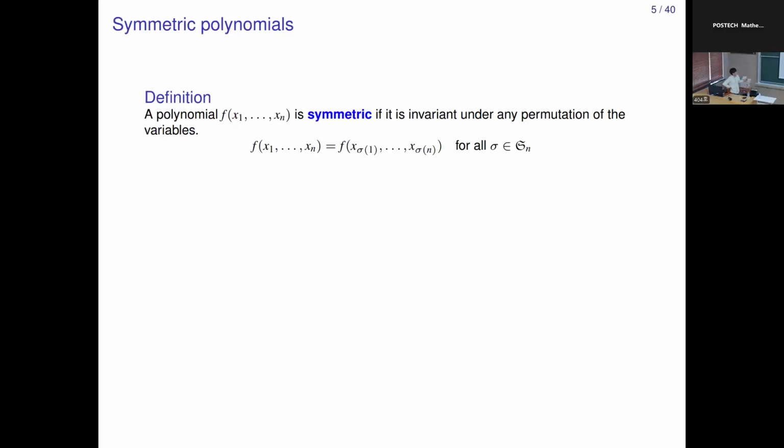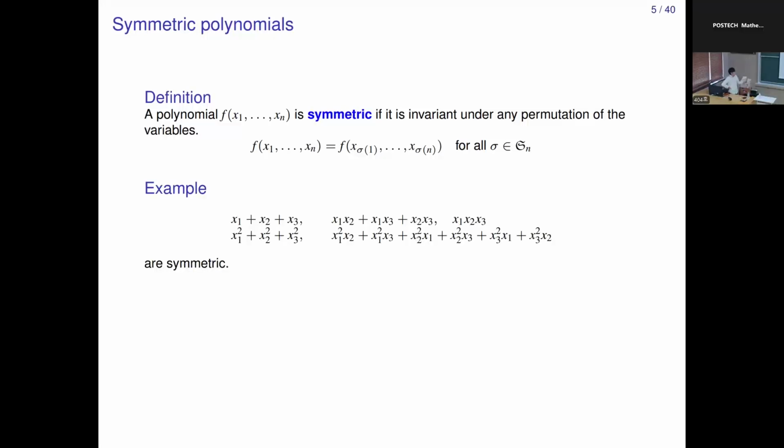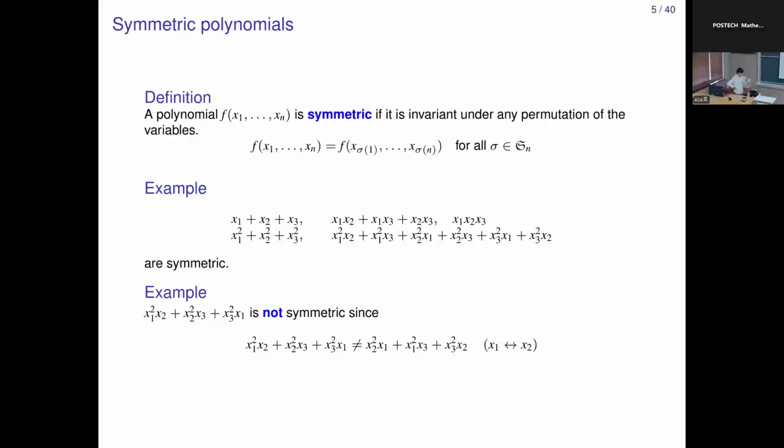A multivariate polynomial f with n variables is symmetric if it is invariant under any permutation of the variables. So if you permute the variables any way you want, and the value does not change, then it is called a symmetric polynomial. For example, these are all symmetric. If you permute x1, x2, x3, you don't really change the polynomial. But this is not symmetric because if you permute x1 and x2, you see that this term x1 squared x2 is not here. So this is not a symmetric polynomial.